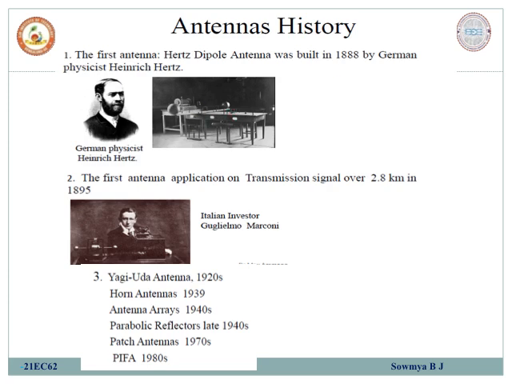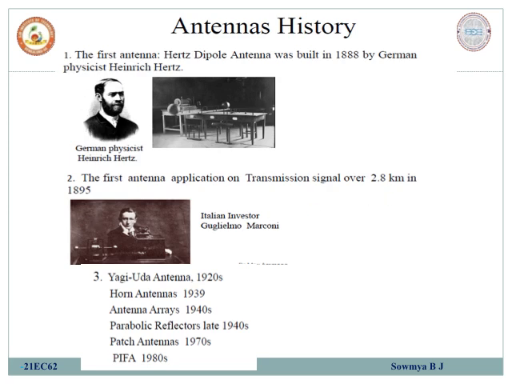dipole antenna. Now, later in 1895, the first antenna application on transmission signal was found. It was found over 2.8 km, and this was done by the Italian inventor named Guglielmo Marconi. He was the person who used this first antenna application on the transmission signal over 2.8 km in 1895.